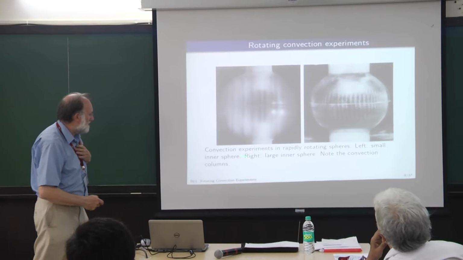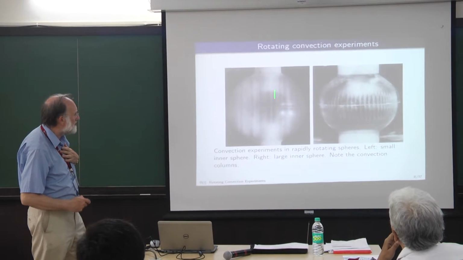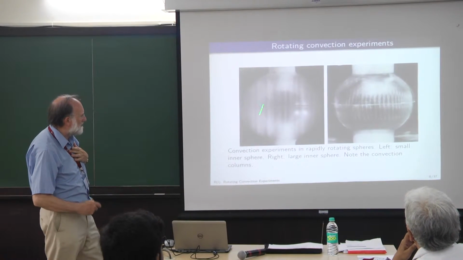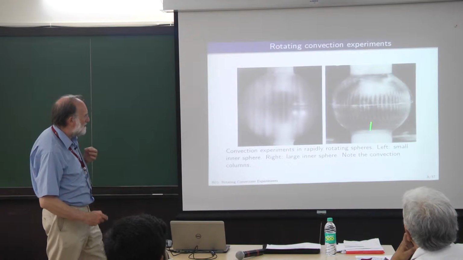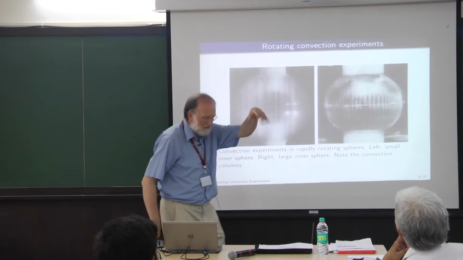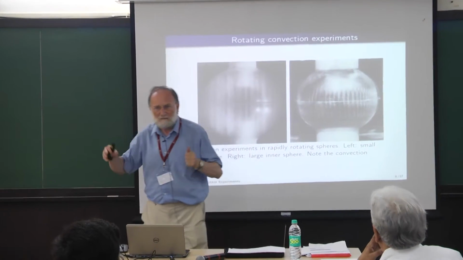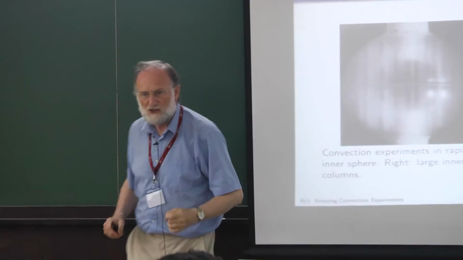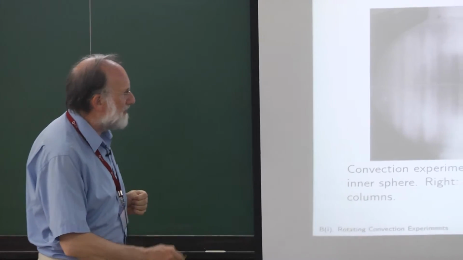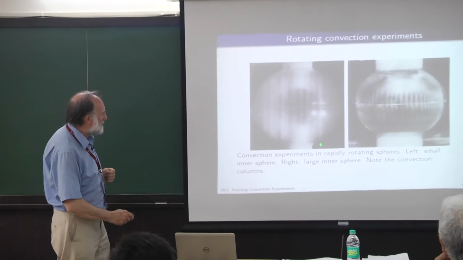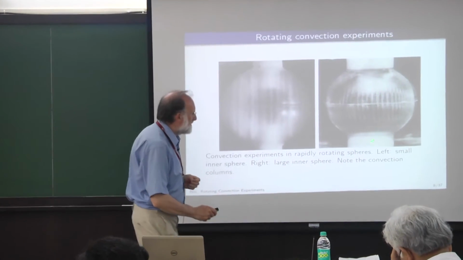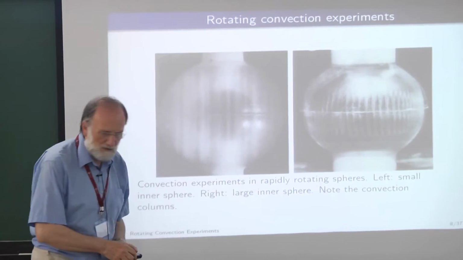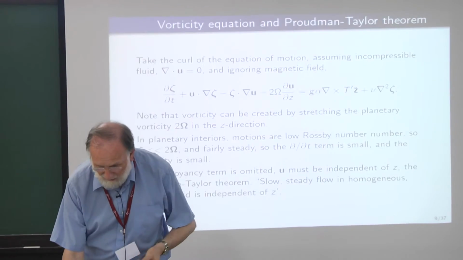Fritz Busse and Chuck Carrigan took these lovely pictures where you can see those columnar structures. The fluid is seeded with aluminium flakes and lit up, so you can actually see the flow structure, and you can see these Busse columns occurring in the convection. So we know from experiment that this is actually what is happening, and that's of course what's predicted by theory as well.